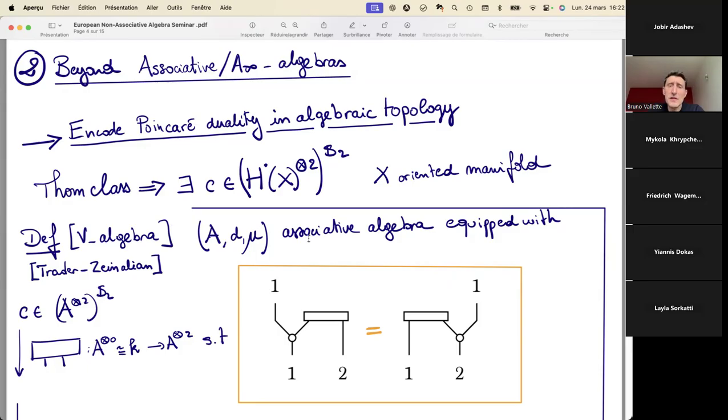A V algebra is an associative algebra, sorry, equipped with a certain bitensor such that, if you compose the bitensor on the right here with a certain input, this is equal to that. Why not? This is a very natural way to encode part of the Poincaré duality. So keep this in mind. This is called the V algebra.